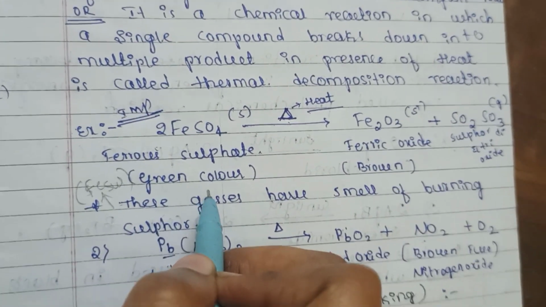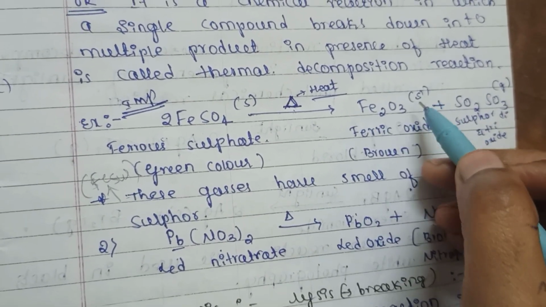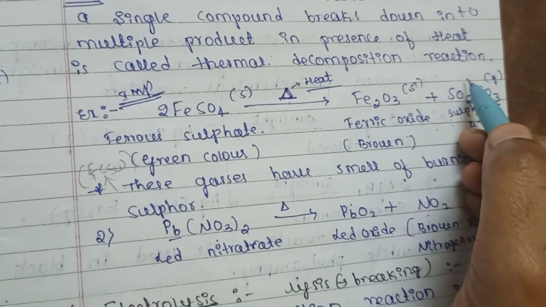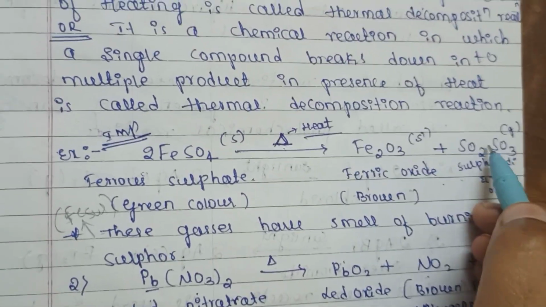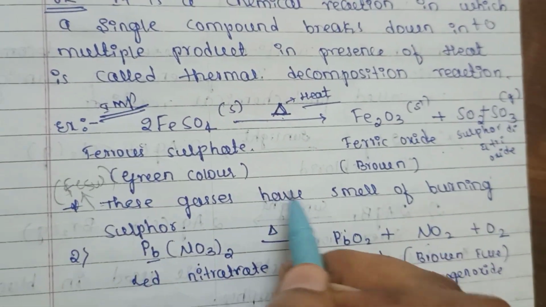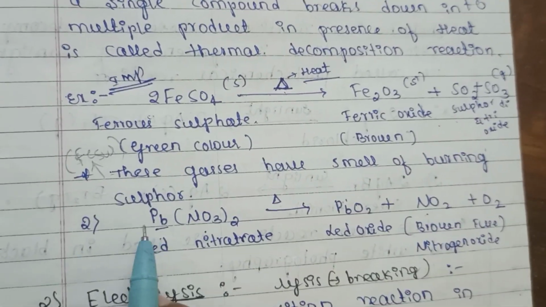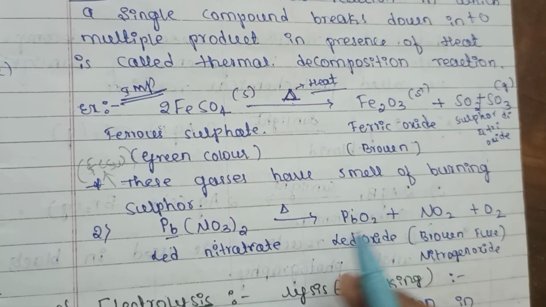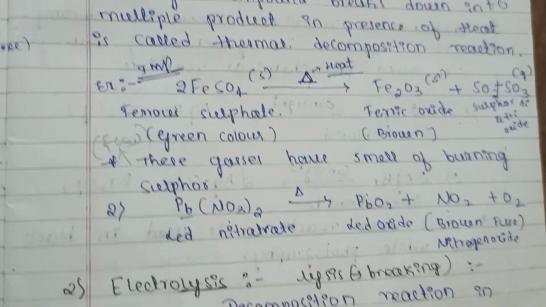It will be in a green color. So after breakage, it will give Fe2O3, that is ferric oxide, plus SO2 and SO3, that is sulfur dioxide and sulfur trioxide. This ferric oxide is brown in color. These gases have a smell of burning sulfur, so these gases will produce the smell during burning.